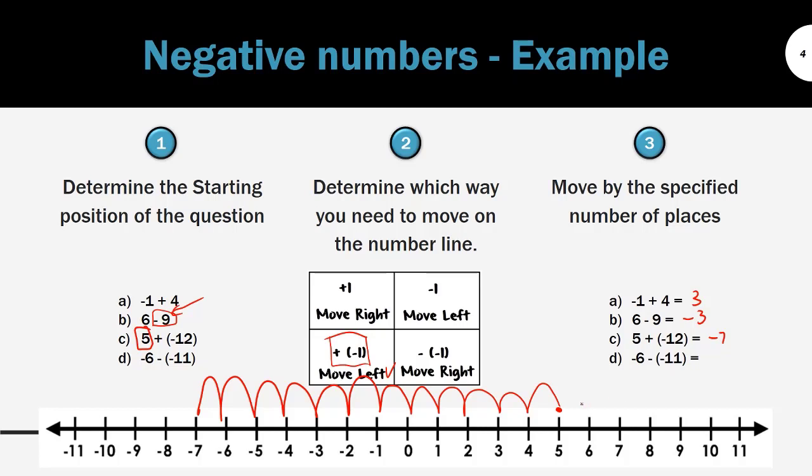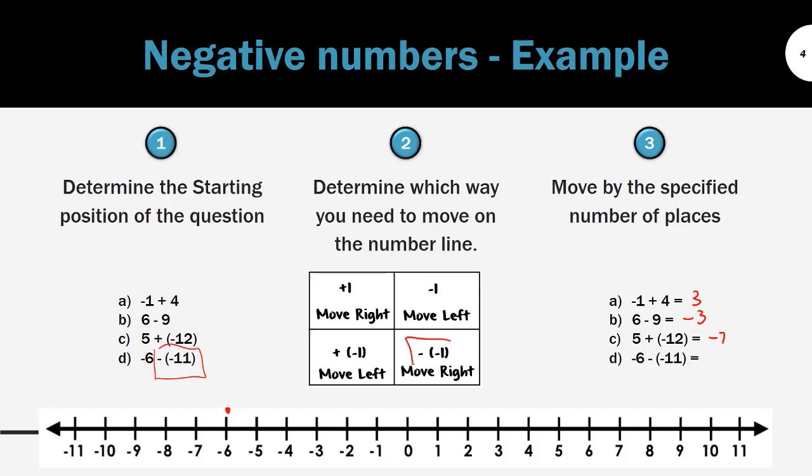Okay, next one. What am I doing here? I'm starting at negative 6. So let's go to negative 6. And I'm taking away a negative, which means it's this box here, and I need to move right, okay? And I need to move by 11 positions. Okay, so let's move right by 11 positions. 1, 2, 3, 4, 5, 6, 7, 8, 9, 10, 11. I end at 5, okay?